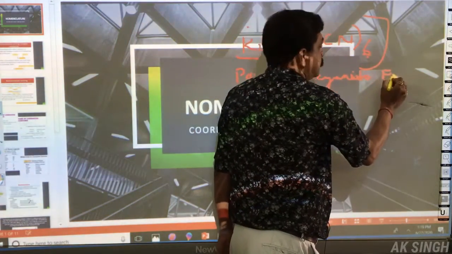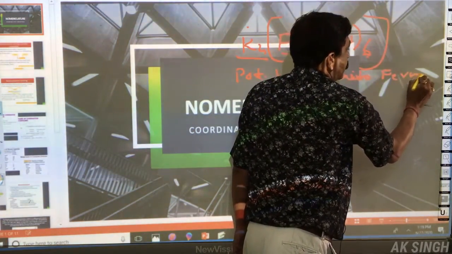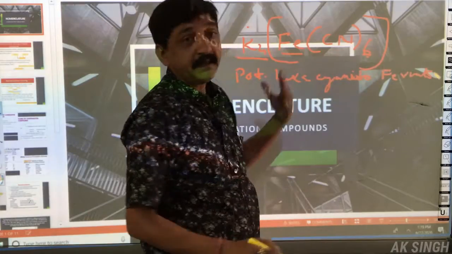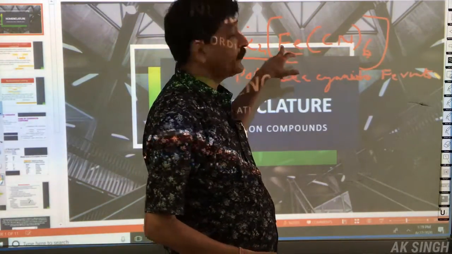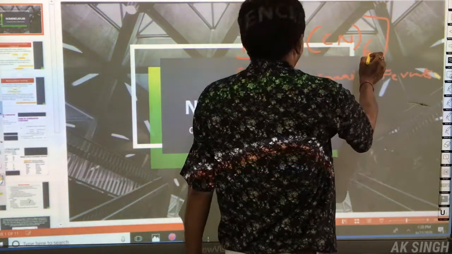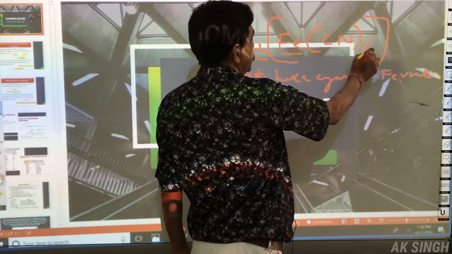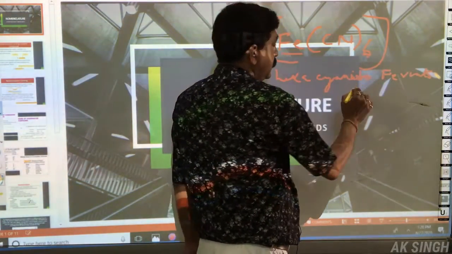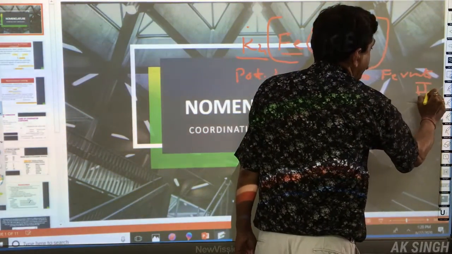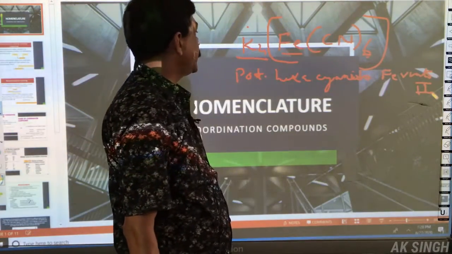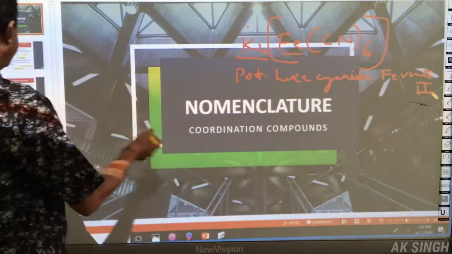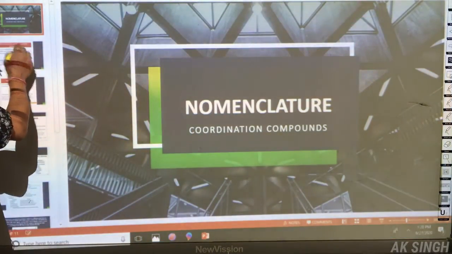Then the central metal atom ion, with ate as the suffix, and then comes the oxidation number of the central metal in Roman numeral. So if we find out the oxidation number, this is x minus 6 plus 4 equals 0, and x comes out to be 2. So potassium hexacyanidoferrate(II). Let us move to this slide.